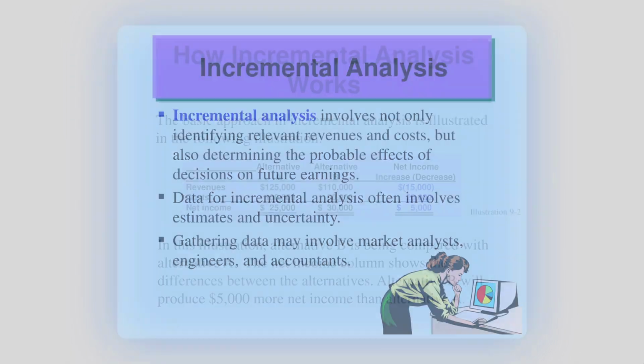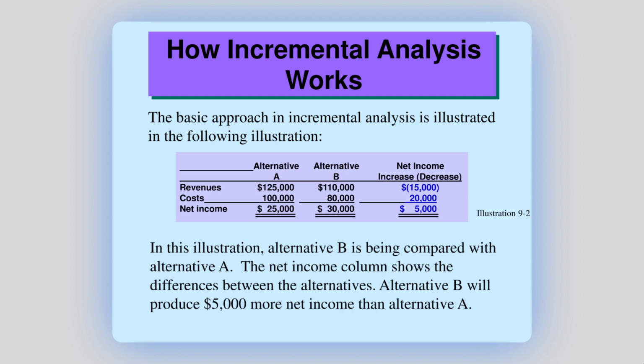So, how do we do this incremental analysis or relevant costing? Halimbawa, the basic approach here is that alternative A has revenues of 125,000, cost of 100,000, then your net income is 25,000. Alternative B, you have 180, you have 30.